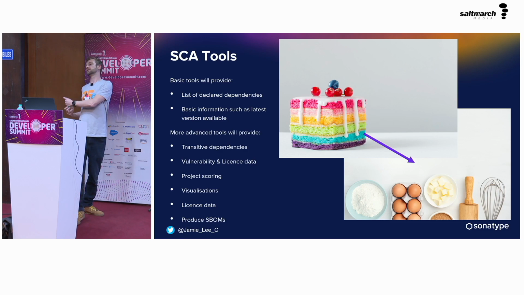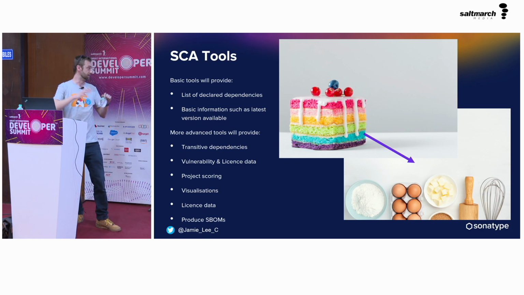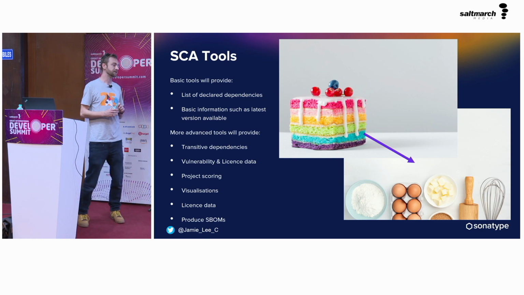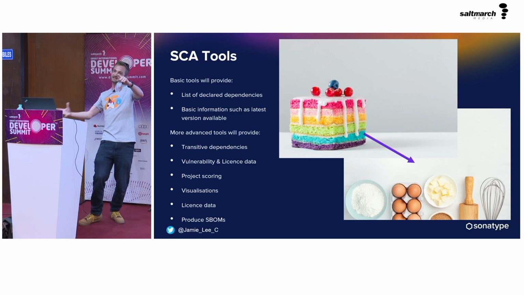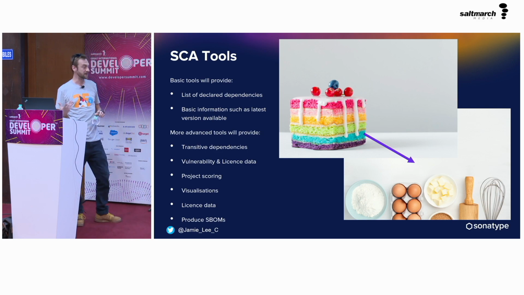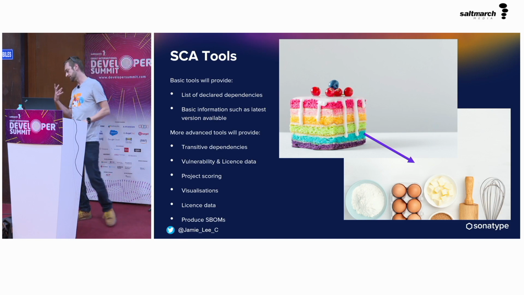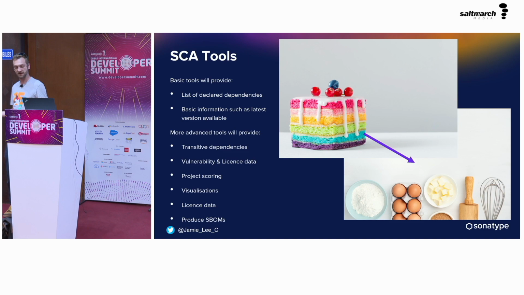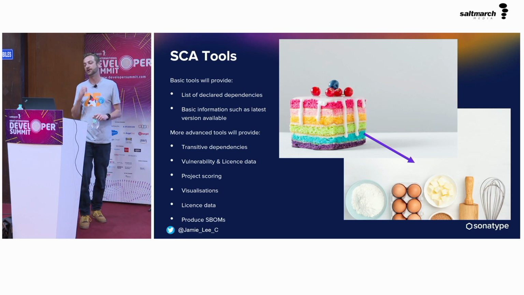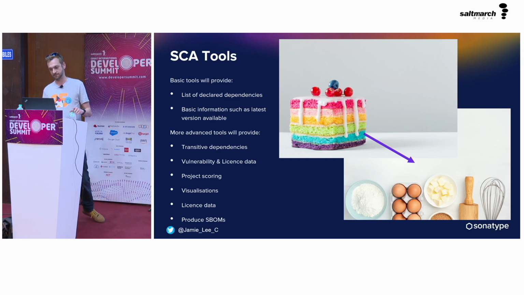So a basic software composition analysis tool will tell you what dependencies you've got, and maybe if there's a new version of it. Whereas advanced tools will give you the little dependencies that dependency falls in, the transitive dependencies. It can give you vulnerability and licensing data. It can tell you the health of the open source dependency you're pursuing. So SCA is really, really important. And if you're not doing it, you should be analyzing your software and your applications as well.